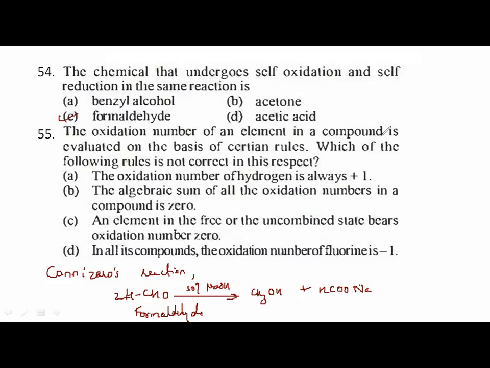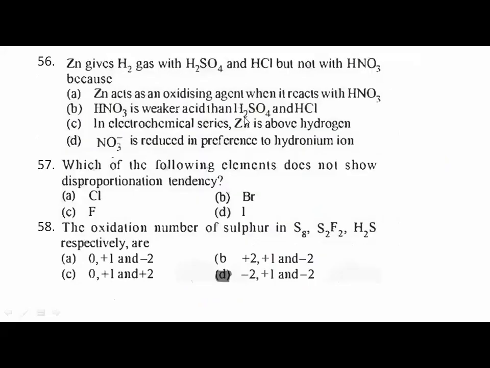The oxidation number of an element in a compound is evaluated on the basis of certain rules. Which of the following rules is not correct? Oxidation number of hydrogen is always plus one. No. If it is with a non-metal, its oxidation state is plus one, but if it is a metal hydride, its oxidation state is minus one. The algebraic sum of all oxidation numbers in a compound is zero. Correct. An element in a free or uncombined state bears oxidation number zero. Correct. In all its compounds, the oxidation number of fluorine is always minus one, because fluorine is the most electronegative atom.